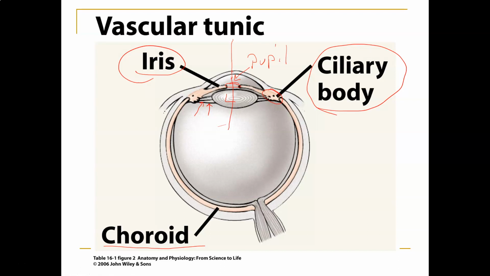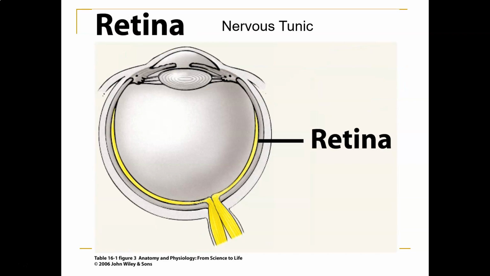So that's the vascular tunic: choroid, ciliary body, and the iris. We'll look at it more closely soon. And then here's the inner layer, the retina. This is, I guess you could say, the most important part of the eye, and this is where the photoreceptors are that respond to light with nerve impulses that then can be carried out the back of the eye through the optic nerve. So that's called the nervous tunic, or most people just refer to it as the retina.